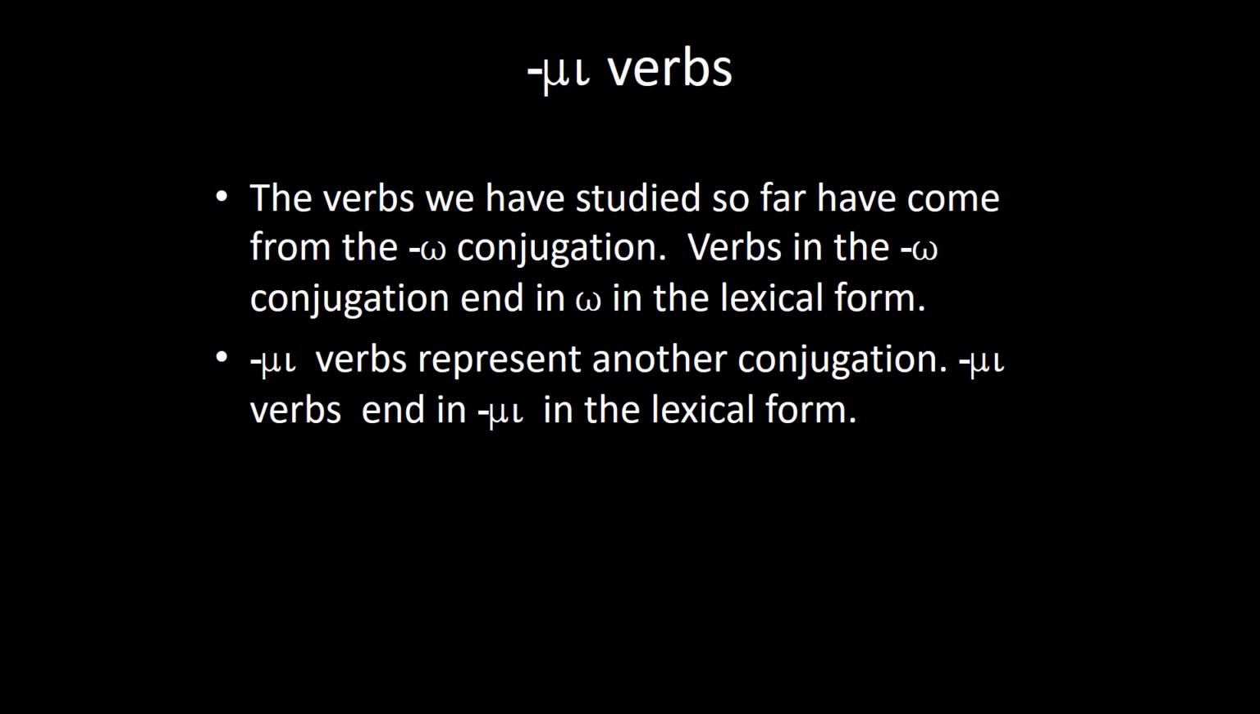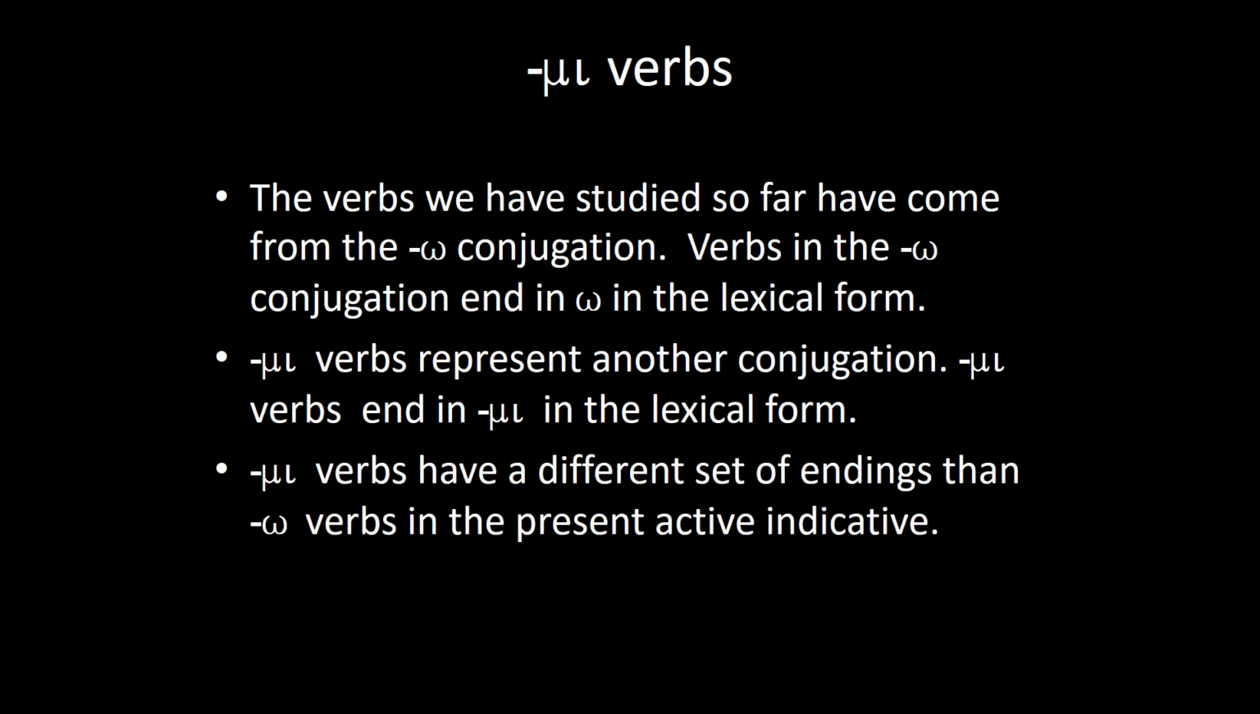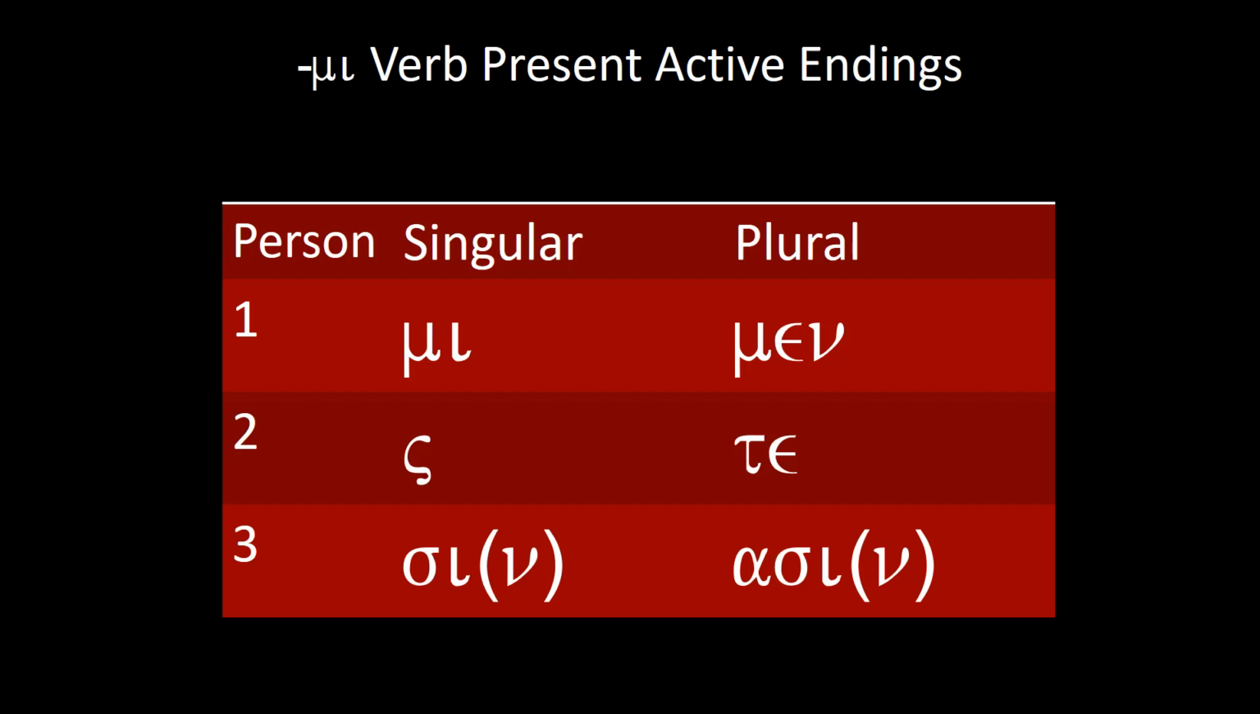So it's probably best to think of eimi on its own terms, and then to think of these verbs on their own terms. One thing you'll see is that there are different endings for mi verbs in the present, active, indicative. Elsewhere, we get to use all of the endings that we're already familiar with, but they are going to be different here in the present, active, indicative. And here are these endings. Mi, s, si, with movable nu, men, te, asi, with movable nu. These are the endings that we'll see in the present, active, indicative.